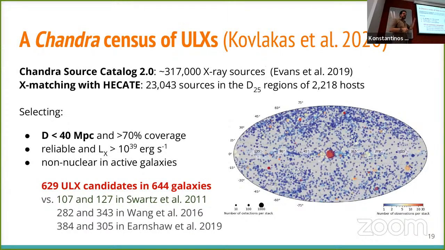So, of course, this is a side thing. The important thing was to use this catalog for ULXs. So, cross-matching the HECATE catalog with the Chandra source catalog, we get tens of thousands of sources in thousands of galaxies. By doing various selection criteria in order to have reliable data, we arrived at a catalog of more than 600 ULXs in around 600 galaxies in our sample, which is an improvement from previous demographic studies.